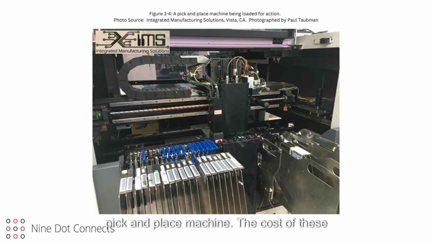This can reduce the rework effort, if the part leads have been distorted or damaged before presentation to the pick-and-place machine. The cost of these machines can range from low-dollar semi-automatic machines at $30,000 to $50,000, upward to fully automatic machines in the price range of millions of dollars. The machines are rated based on CPH, meaning components per hour.